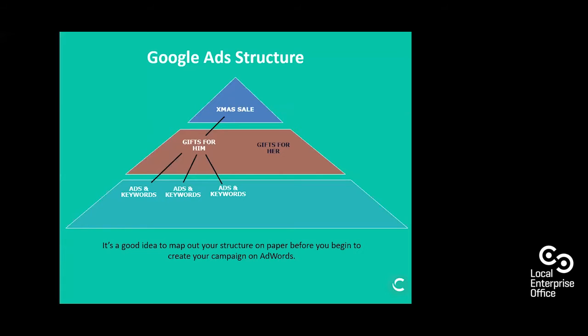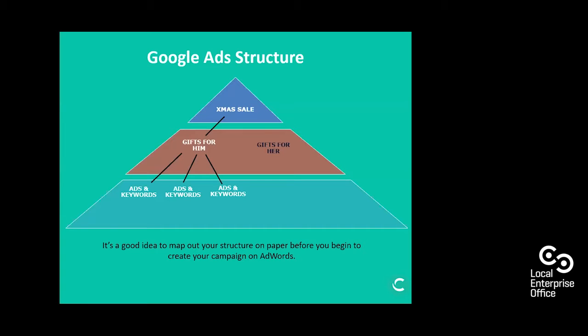So what does this kind of look like in reality? So here's an example in terms of, say, an online or even a traditional retailer. Their campaign could be a Christmas sale, right? Their ad groups then could be gifts for him, gifts for her, gifts for the kids, gifts for granny, whatever the case may be. And underneath those ad groups would sit the ads and the keywords for those particular ad groups. Typically, for an ad group, you will have between 3 and 5 separate ads. And so that's kind of the structure.